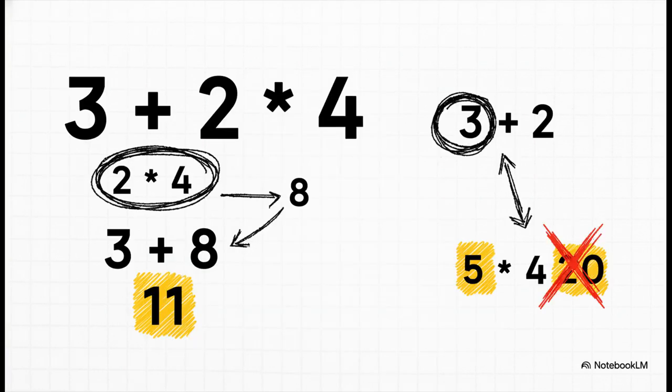And this order is what saves us from chaos. In an expression like this, PEMDAS means Python does the multiplication first, 2 times 4 is 8, and then it does the addition, 3 plus 8, which gives us the correct answer of 11. Without this rule, you might get 20 and our code would be completely unreliable.